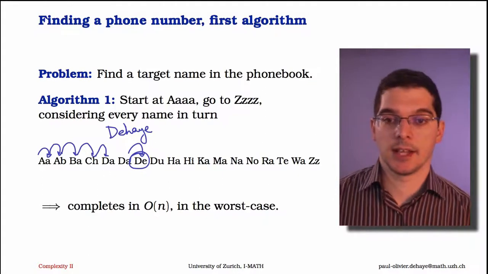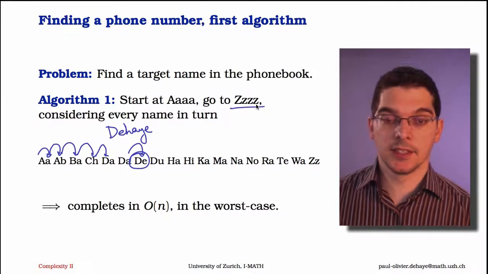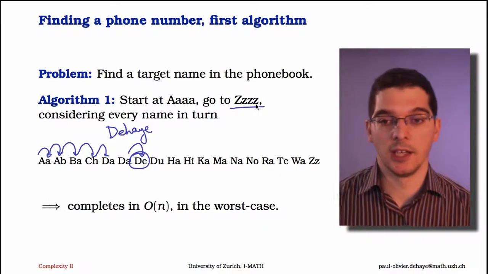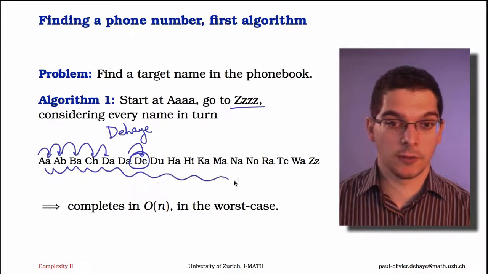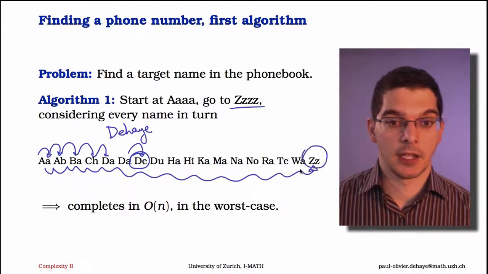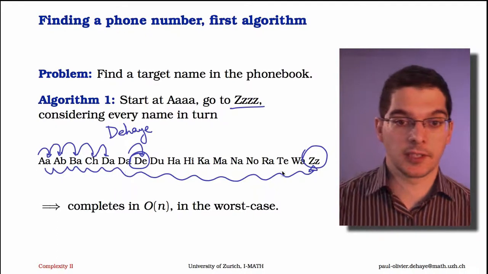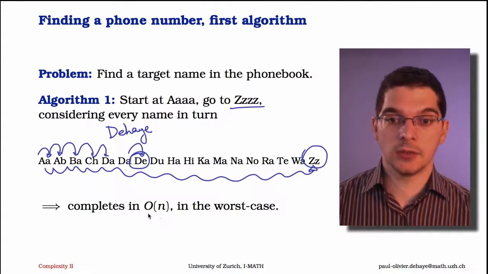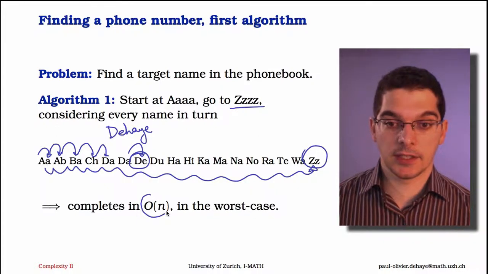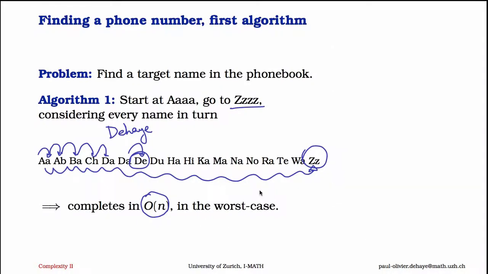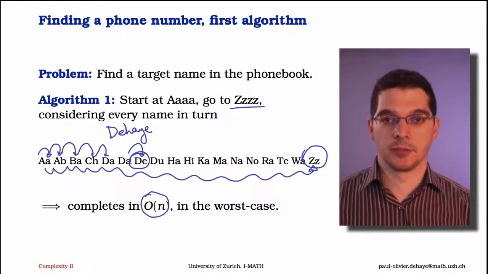Well, the worst thing that can happen is that your name starts with Z, like ZZZZZ, and in that case, you have to go through the whole phone book to find the name. So if the phone book is of size n, you need to go through n steps. So in that sense, it completes in O of n in the worst case. That wasn't very effective.